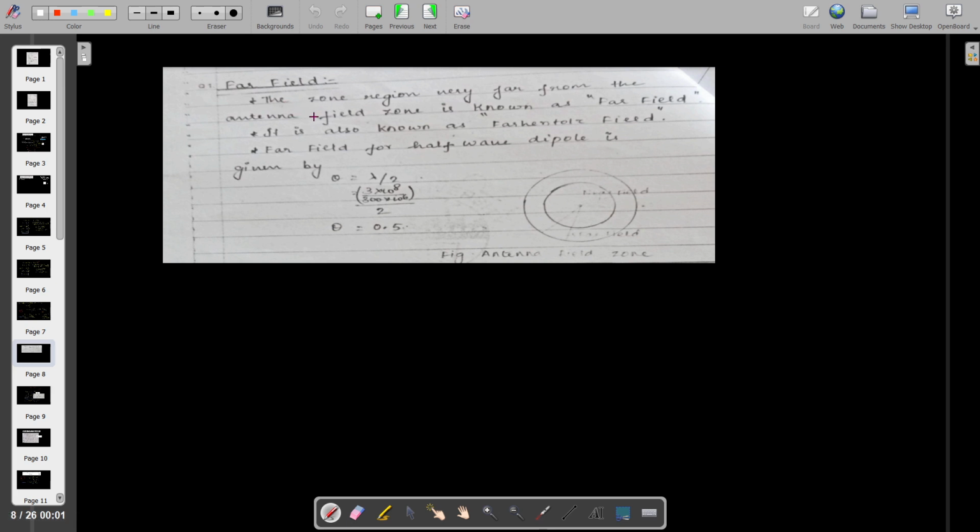I have given this to her and asked her to write. She had written this: the zone region very far from the antenna field zone is known as far field. It is also known as, I don't understand what she had written here. Actually, you should write it as Fraunhofer field. And for the half wave dipole, it is given by, she has used this notation, I don't know where she referred it from, but the answer is correct, lambda by 2. She had written it correctly, and she also got 0.5.